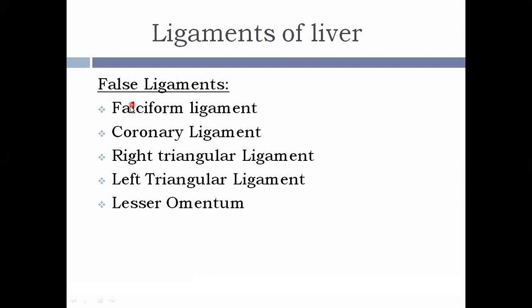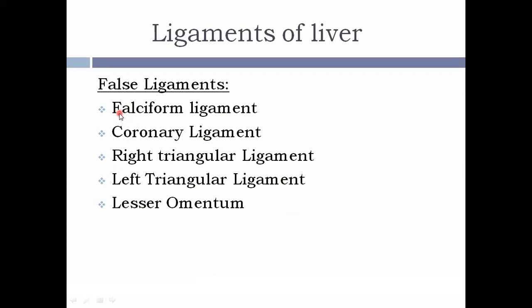So it's coming under the topic of false ligaments. The false ligaments are peritoneal folds. We have a total of 5 false ligaments. What are they? Falciform ligament, coronary ligament, triangular ligament, right triangular and left triangular ligament, and lesser omentum. We'll see them one by one.